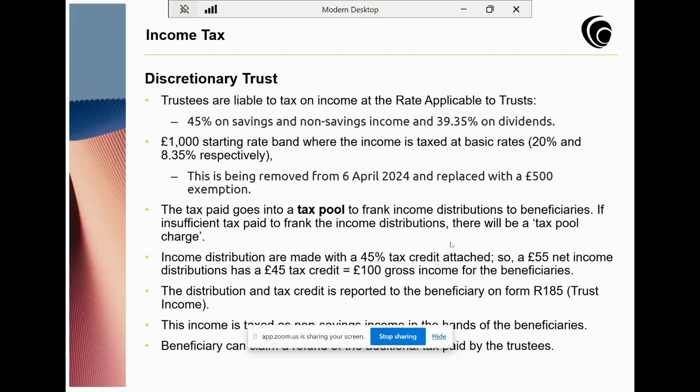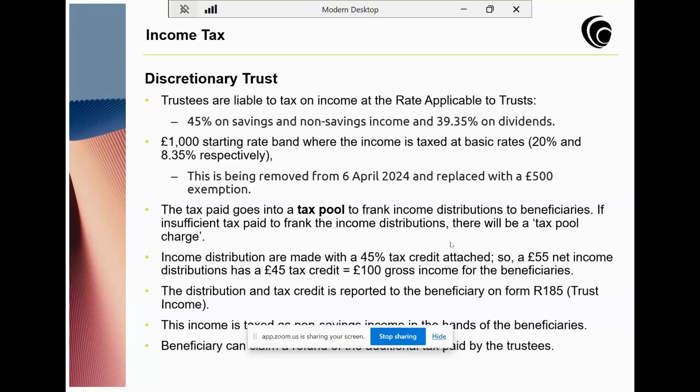The income within that is taxed at the basic rates, but from April 2024, that's being replaced with a £500 exemption. The exemption means if the trust income is under £500 in total, they don't have any tax due and no tax reporting obligations. But as soon as the income's over £500, it's all taxed, and it's all taxed at the rates applicable to trusts.